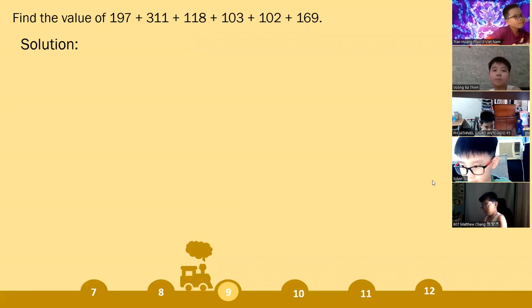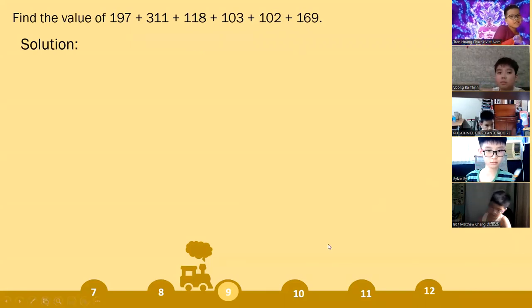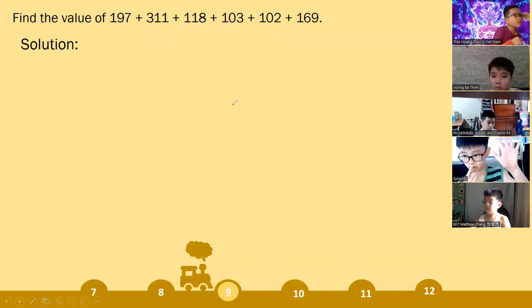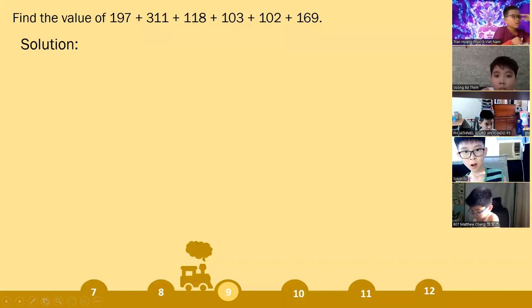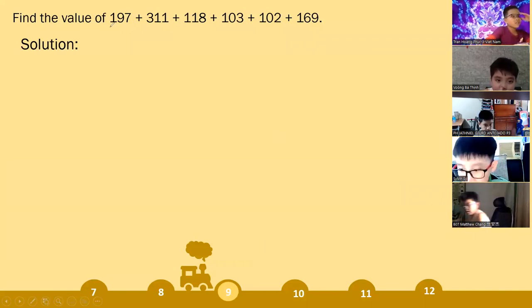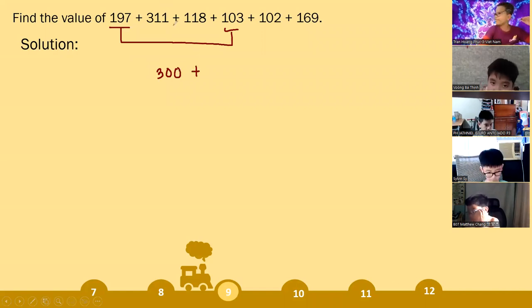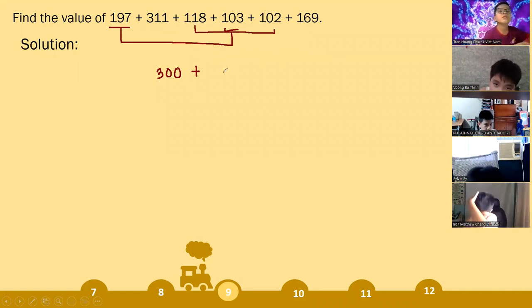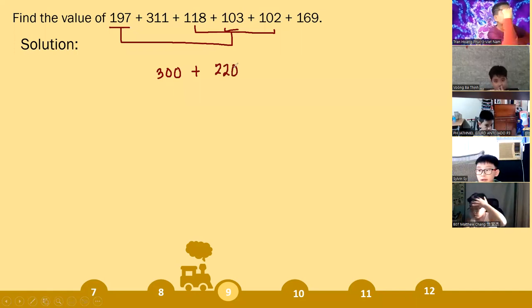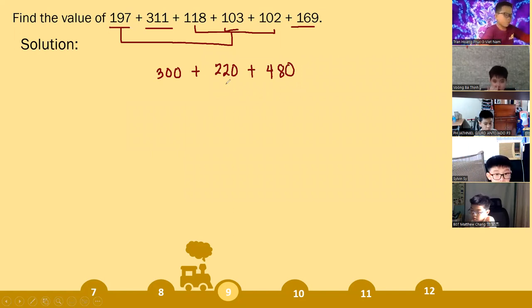Okay, fine. Find the value of 197 plus 311 plus 118 plus 103 plus 102 plus 169. What you need to do here is group the numbers so that you will have numbers ending in zeros. Numbers ending in zeros are always easier to operate with. So 197 should be paired with 103. That will give you 300. 118 paired to 102 would be 220. 311 paired to 169 would be 480.